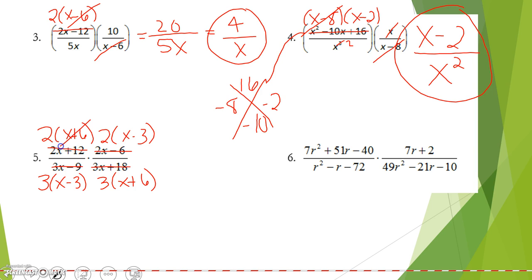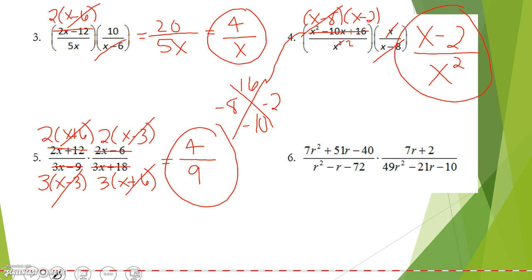So what I can cancel out is the x plus 6's and the x minus 3's. Notice they don't have to be right on top of each other to cancel, as long as one is on the top of a fraction and one's on the bottom, it can cancel out. The only way you cannot cancel is if they are both on the top or both on the bottom. So I cannot cancel out those 2's on the top because they're both on the top. So I'm going to multiply them together and get 4. On the bottom, I cannot cancel out the 3's, so I multiply them together and get 9. That cannot reduce, so that's my final answer.